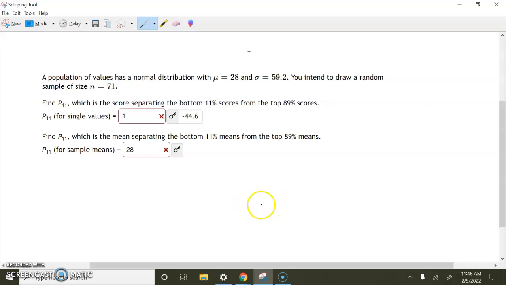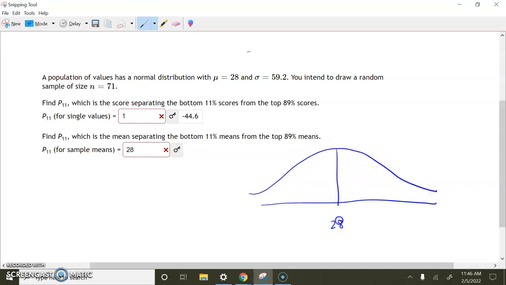We're looking at, in this example, our normal symmetric curve, something like this. Our mean is at 28. When we have a percentile, the 11th, that P11 means that 0.11 is the area below the line, and 0.89 is all this area above. And so we want to know what this x is for single values and then also for sample means.